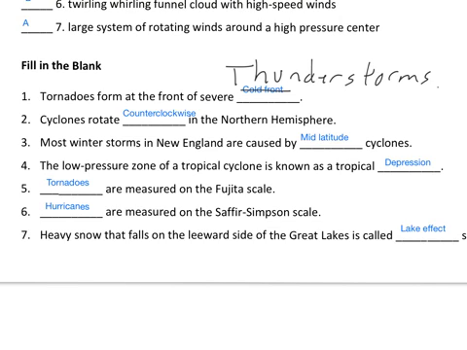Tornadoes are measured on the Fujita scale, and hurricanes are measured on the Saffir-Simpson scale. And then if you guys look back in your notes, I think 2 chapters, heavy snow that falls on the leeward side of the Great Lakes is called lake effect snow. I encourage you guys to take a look at lake effect snow, but basically like the rain shadow desert that we talked about, where the air is going to rise, cool, condense, precipitate, come over the top of the mountain, and then sink down, causing a desert.